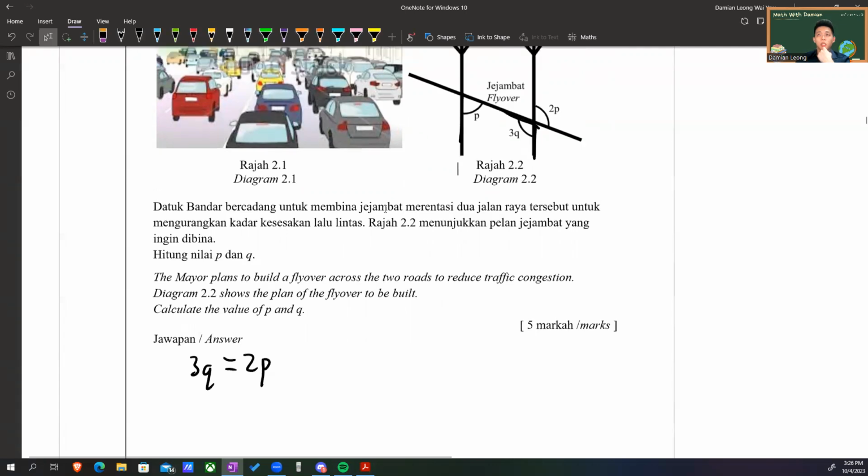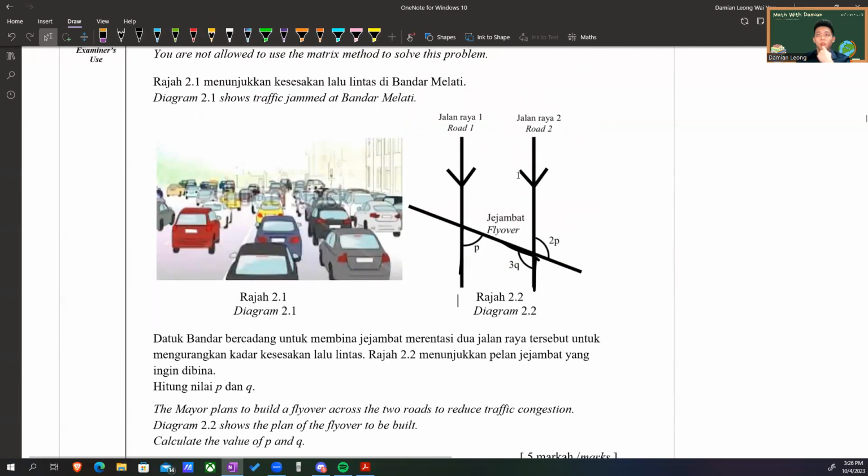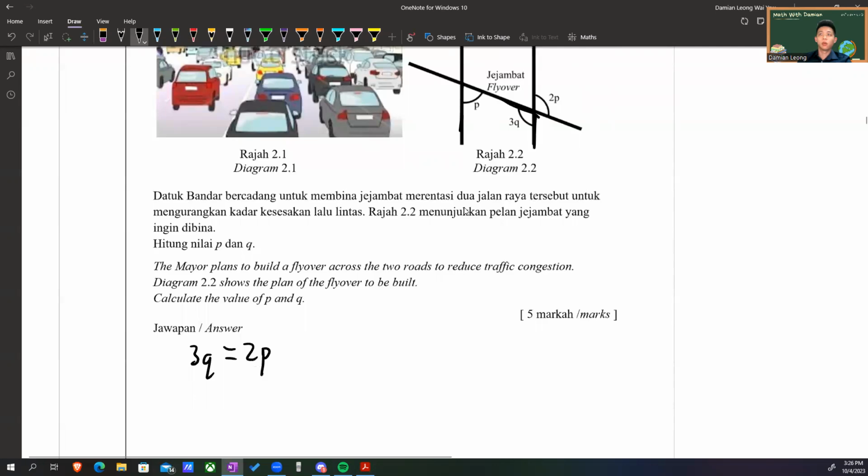And the other equation is this one. These two lines, row 1 and row 2, are parallel. Means these two angles P and 3Q, interior angles, should add up to 180. P plus 3Q equals 180. So I can bring over, plus becomes minus. So I have equation 1, equation 2.